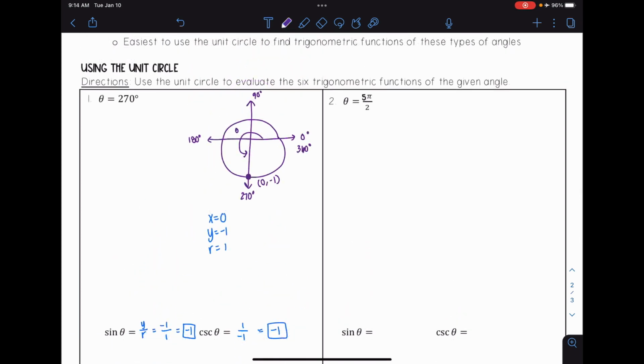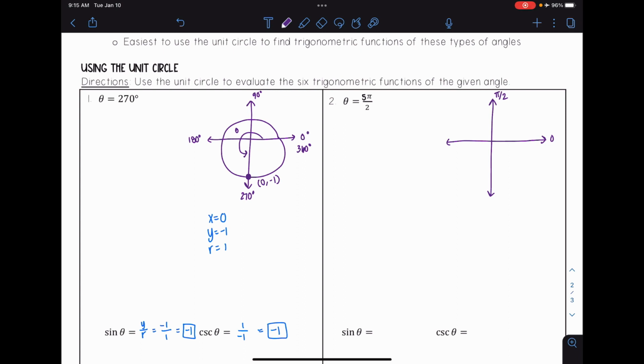Now this next one we have theta is equal to 5 pi over 2. So this one is written in radians. And so my first step is to go ahead and draw that angle. And here it's helpful to remember what each axis is in radians. So the first one always starts at 0. And then you're adding pi over 2 each time. And so this is pi over 2. So pi over 2 is equal to 90 degrees.